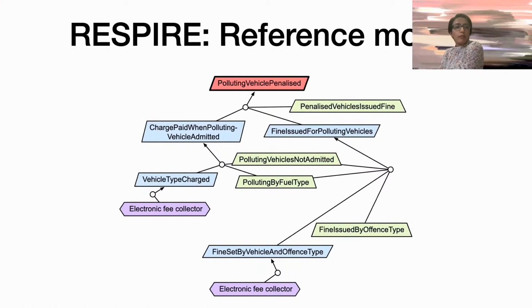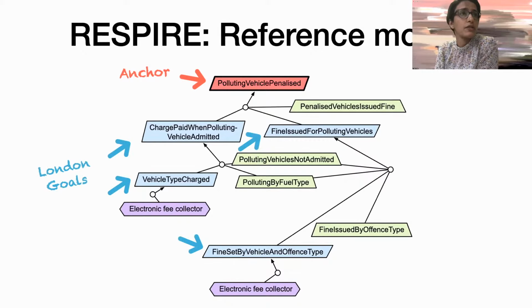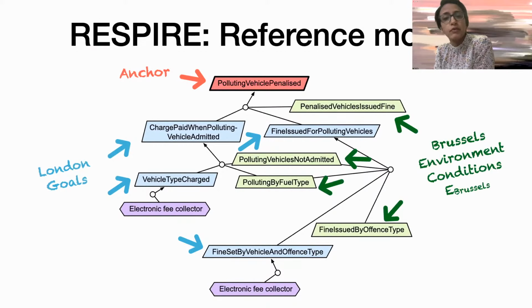So for example, if I look at the reference model that we have in the case, what we have is a root goal to be maintained across the two contexts. And we call this the anchor goal. And the refinements include, in this case, goals that are subject to adaptation, so in this case, the London goals, and where the source environment conditions have been replaced with a target context.